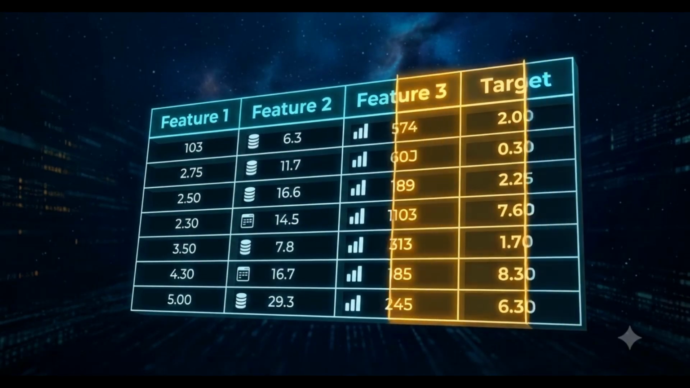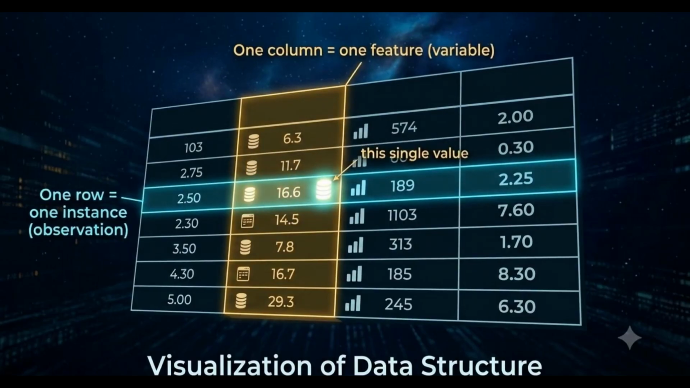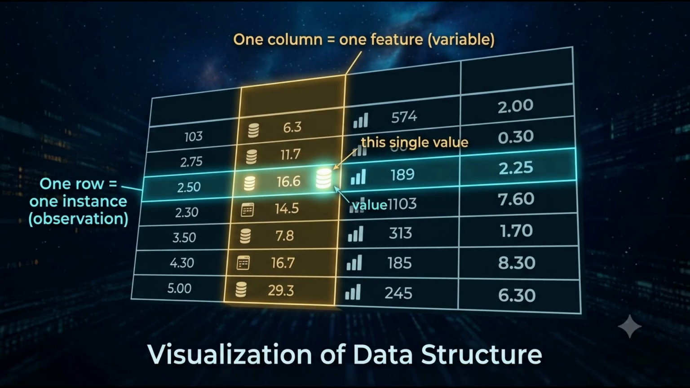How machine learning sees data. Let's start with how a machine actually sees a dataset, because this mental picture makes everything else click. To a model, a dataset is just a grid, a two-dimensional table with rows and columns. Each row is a single observation. In machine learning, we call that an instance.